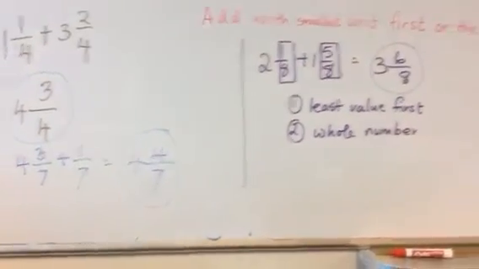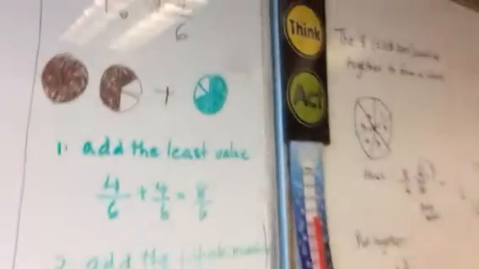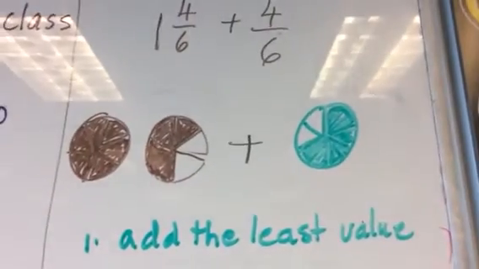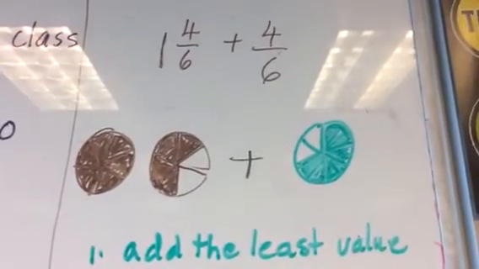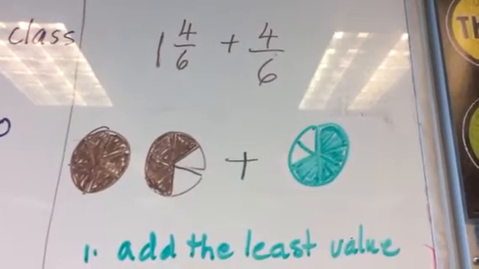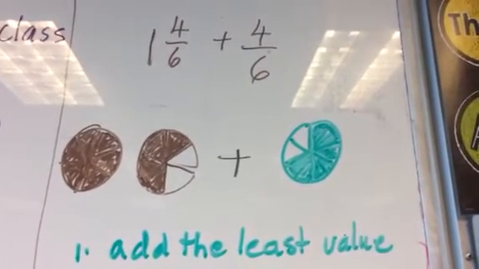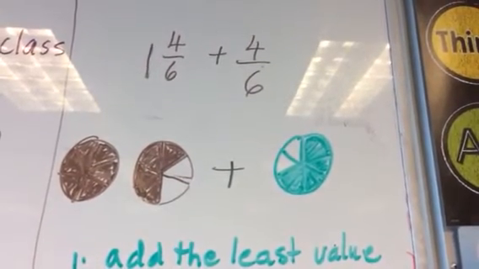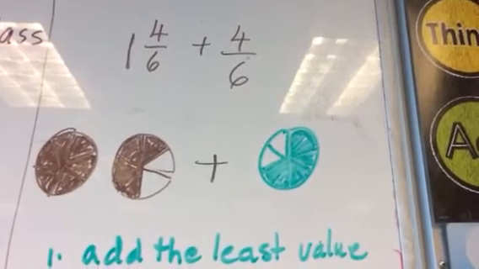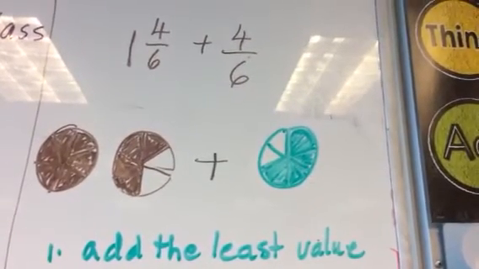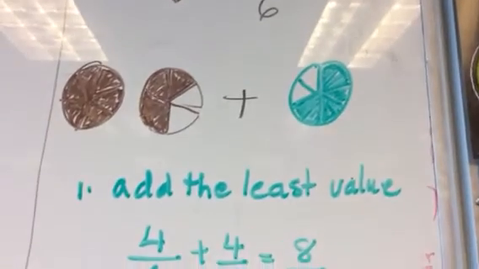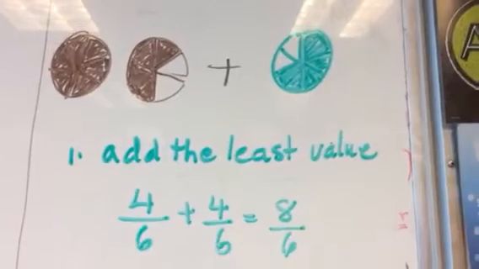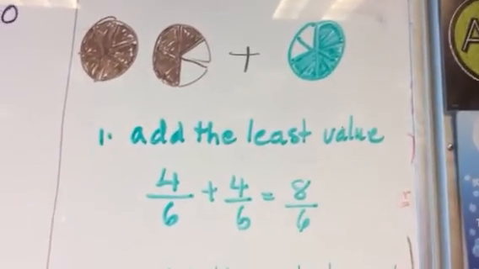Let's look at another example, boys and girls. Over here, 1 1/4 plus 4 over 6. I drew a circle, one whole, showing they are divided into 6 parts. So I colored all the 6 parts brown. Then the other fraction, I made 6 parts, colored 4 parts brown. Plus, I have another green circle divided into 6 parts, but 4 of them are colored. You will add the least value first. So 4 over 6 plus 4 over 6. That is 8 over 6.